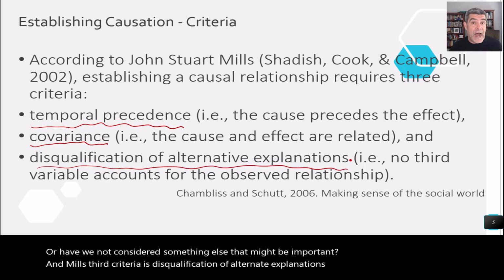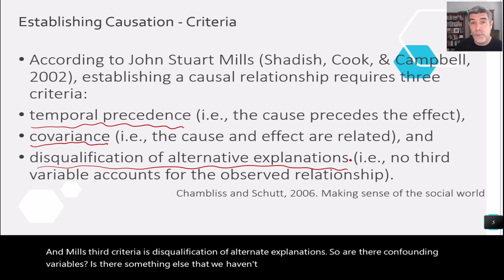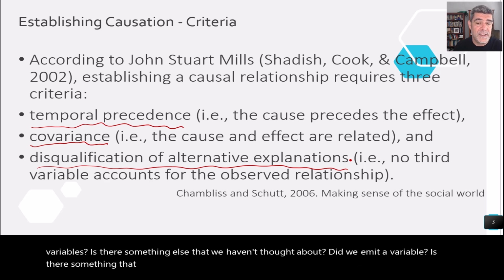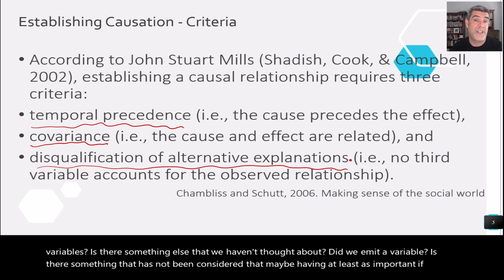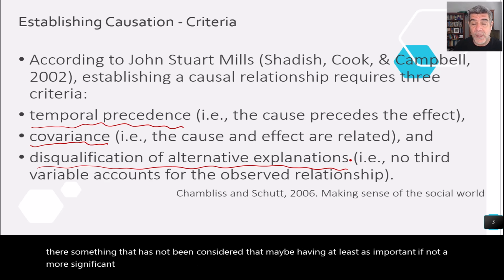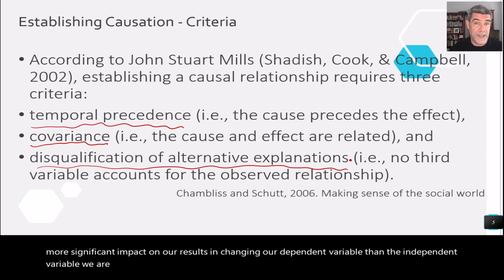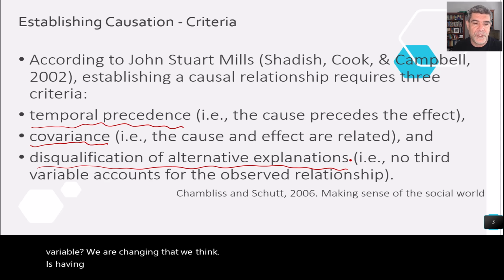So, are there confounding variables? Is there something else that we haven't thought about? Did we omit a variable? Is there something that has not been considered that may be having at least as important, if not a more significant impact on our results in changing our dependent variable than the independent variable we are changing that we think is having that effect on the change?